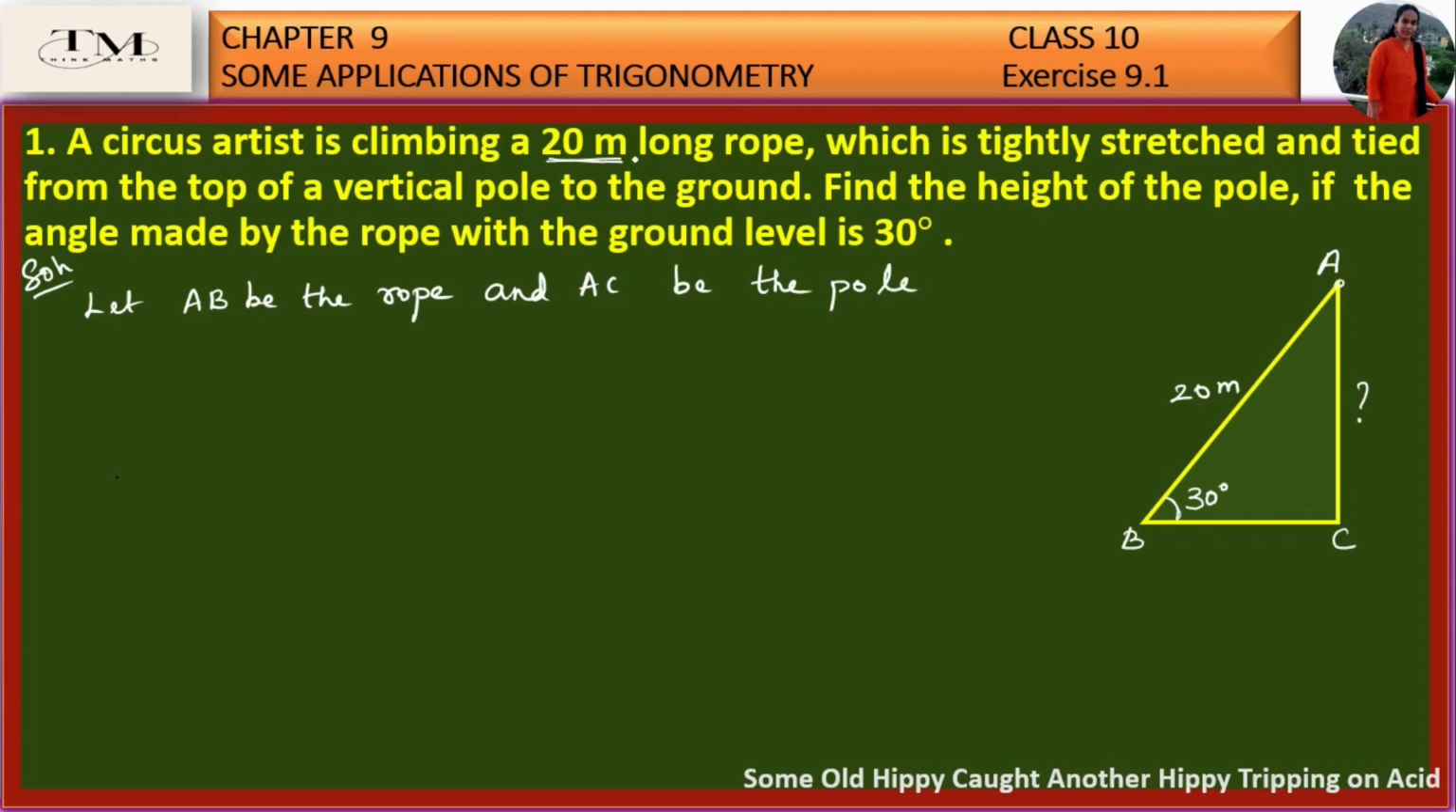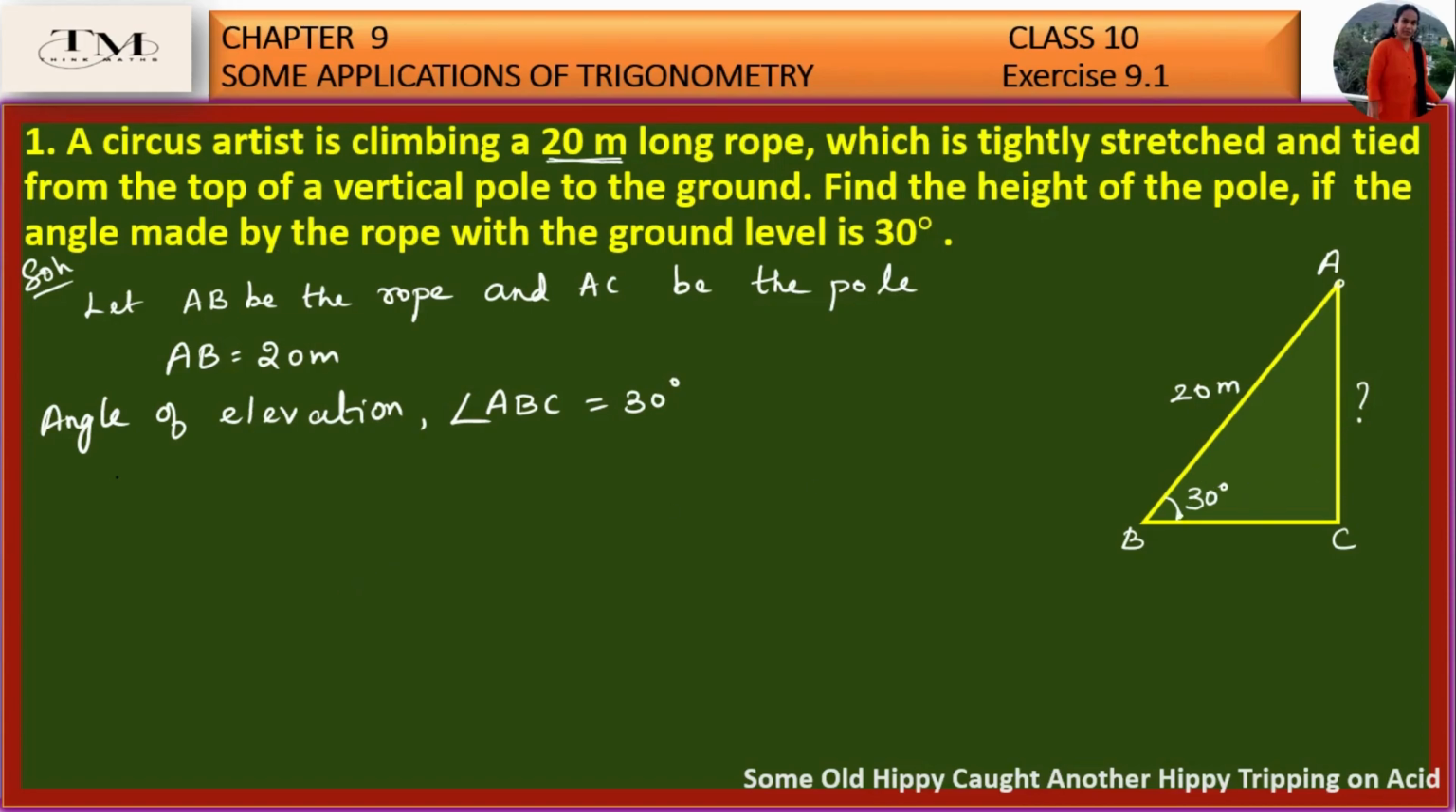Next, what is given? Climbing a 20-meter long rope. That is, AB is equal to 20 meter. And the angle made with the ground level, so the angle of elevation is angle ABC. Angle of elevation is angle ABC, which is given as 30 degrees. Now what we need to find? We need to find AC.